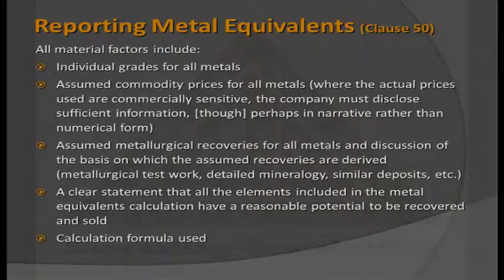You also have to include any assumed metallurgical recoveries. You can't just say it's 100% recovery. You're going to have to be realistic about this, and that can be based on actual metallurgical work or similar deposits or deposits nearby where they have metallurgical data. And that's important for early stage exploration where you might not have a good handle on the metallurgy. So also a clear statement of what elements have been included in the metal equivalent, so you could reasonably understand how the calculation came to the number that you're presenting in your report, and also show the actual formula that you've used.